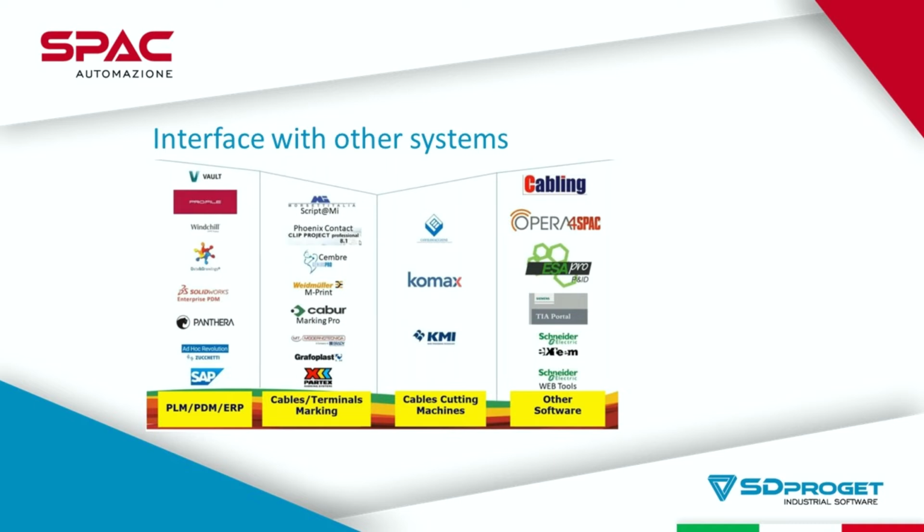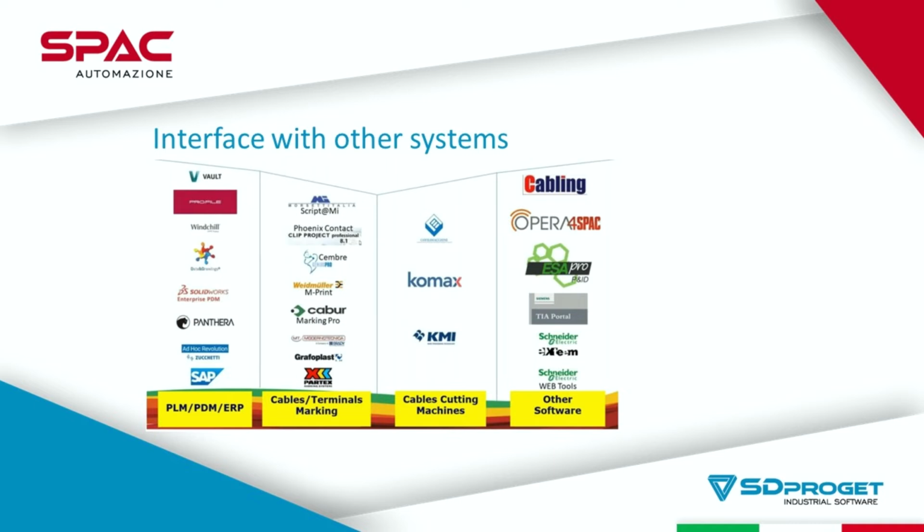Given the rise of PLM, EDM, or ERP systems, SPAC Automazione can interface with programs such as Vault from Autodesk, Profile, Windchill, and the other ones listed here. And you can make the check-in and the checkout of the job order. In case you have another PLM, we can make a customization of the module so you can get the sharing of the information in your company.